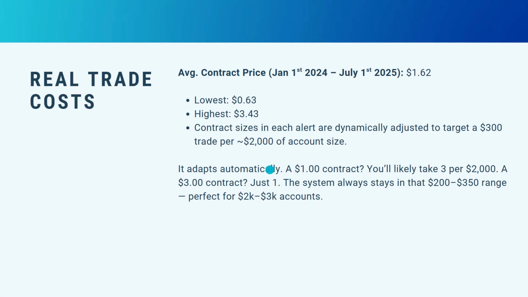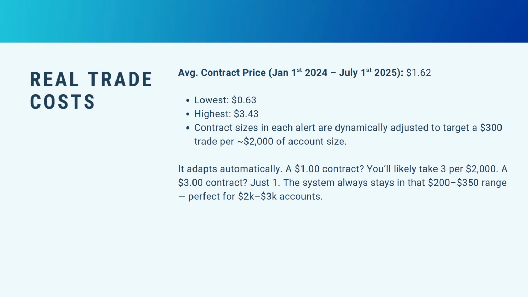So what do I mean by the system adapting dynamically and automatically? Well, let's go through an example. If a contract is priced at $1 and you're trading on a $2,000 account, the alert is going to suggest that you take 3 contracts, because a $1 contract is really $100, and 3 times 100 is 300. That gets you to your target of $300 per $2,000 of account size.